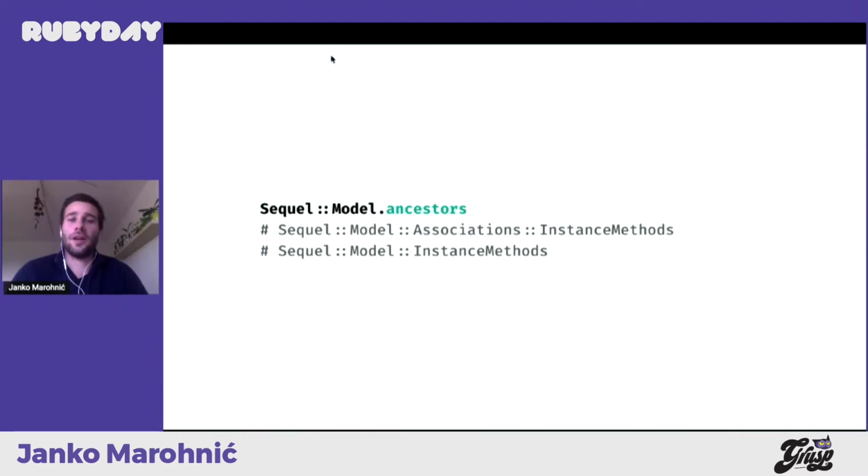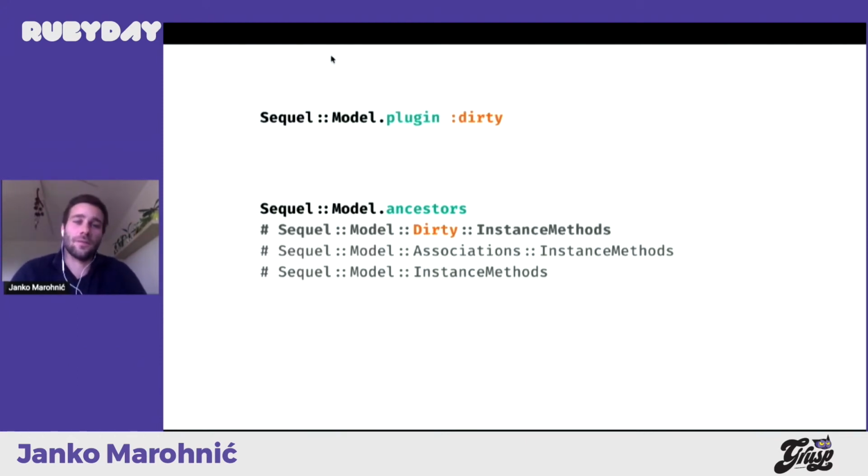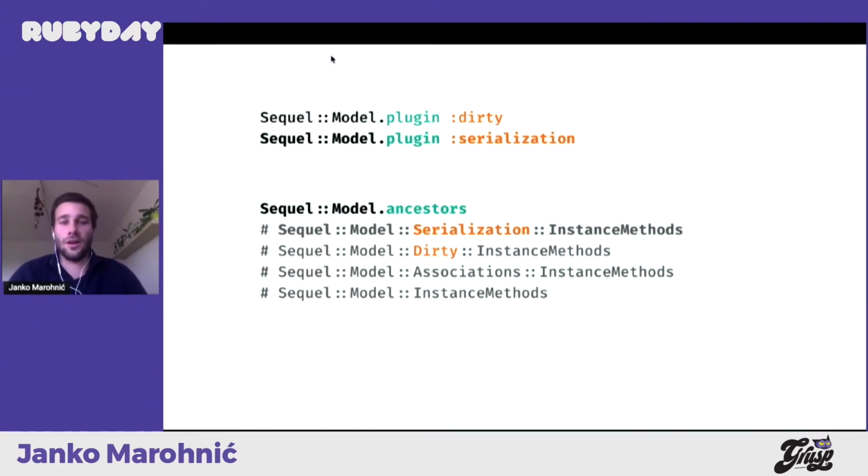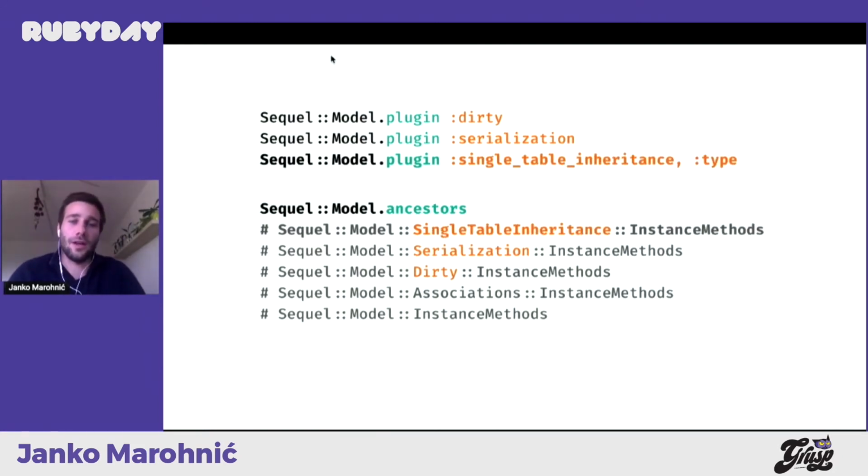And then for any additional features, you would load a plugin. Loading a plugin essentially extends SQL's core classes with modules, so it adds behavior onto them. If you wanted SQL models to have dirty tracking, you would load the dirty plugin. For serialization, we would load the serialization plugin. And we can also opt in for single table inheritance if you want.